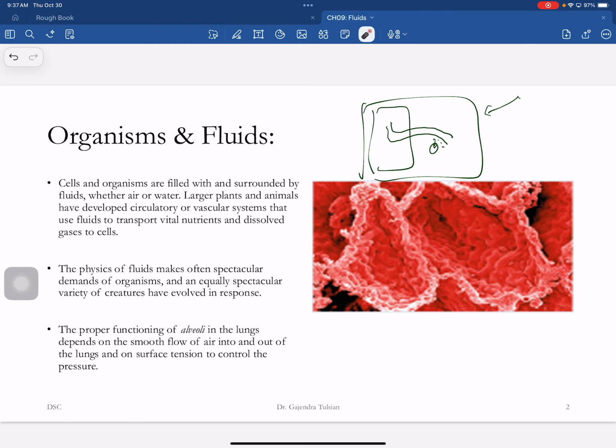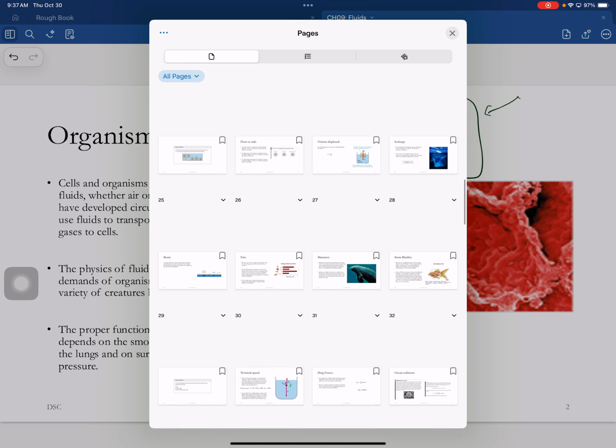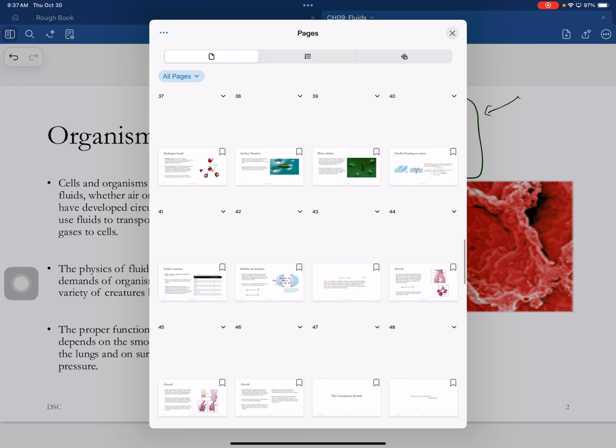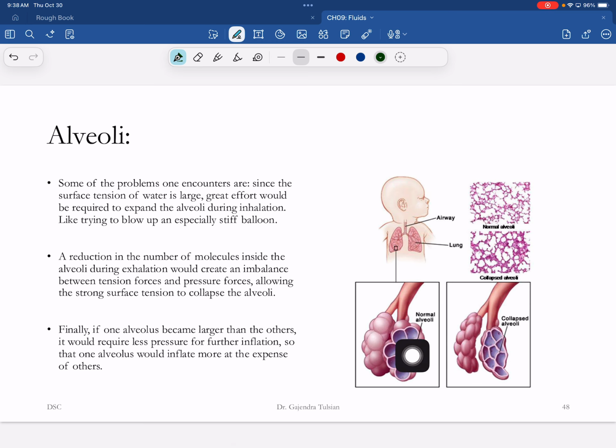We'll talk about this in more detail later. Here's an alveolus. You all know alveoli. They're the smallest, balloon-like structures in your lungs. The alveolus is surrounded by blood vessels, so oxygen diffuses into the blood vessel, and carbon dioxide diffuses from the blood vessel to the alveolus.